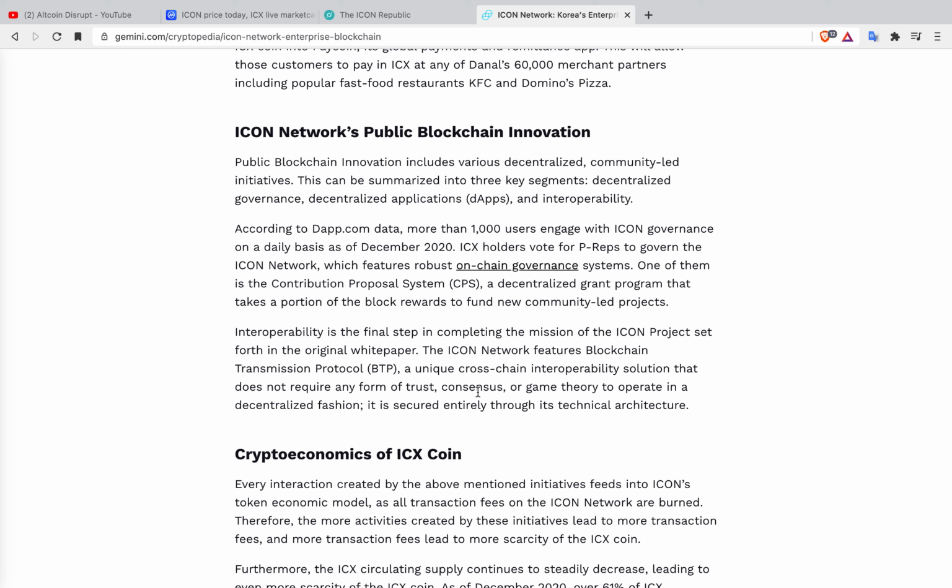Now, what about the network's public blockchain innovation? We love innovation here, guys, and this is what we want to talk about. So public blockchain innovation includes various decentralized community-led initiatives.